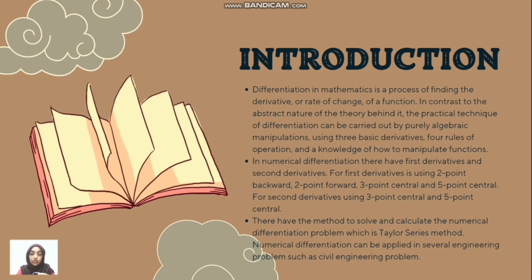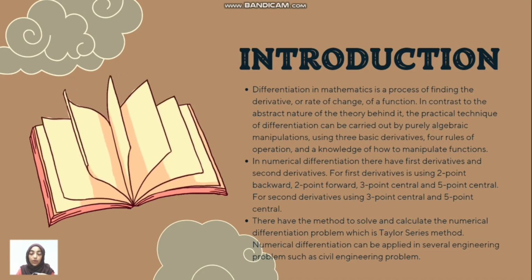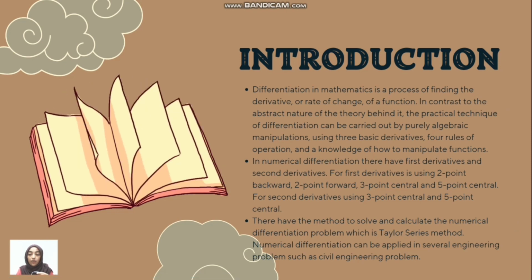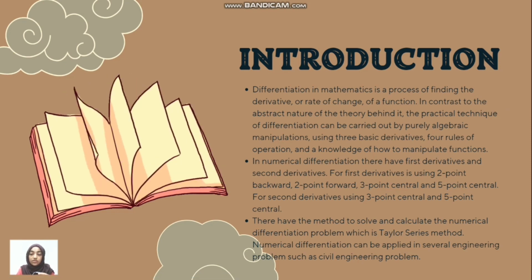So our chosen topic is numerical differentiation. Numerical differentiation has the first derivative and the second derivative. The first derivative uses 2-point backward, 2-point forward, 3-point central, and 5-point central. And the second derivative uses 3-point central and 5-point central. A method to solve numerical differentiation is the Taylor method.